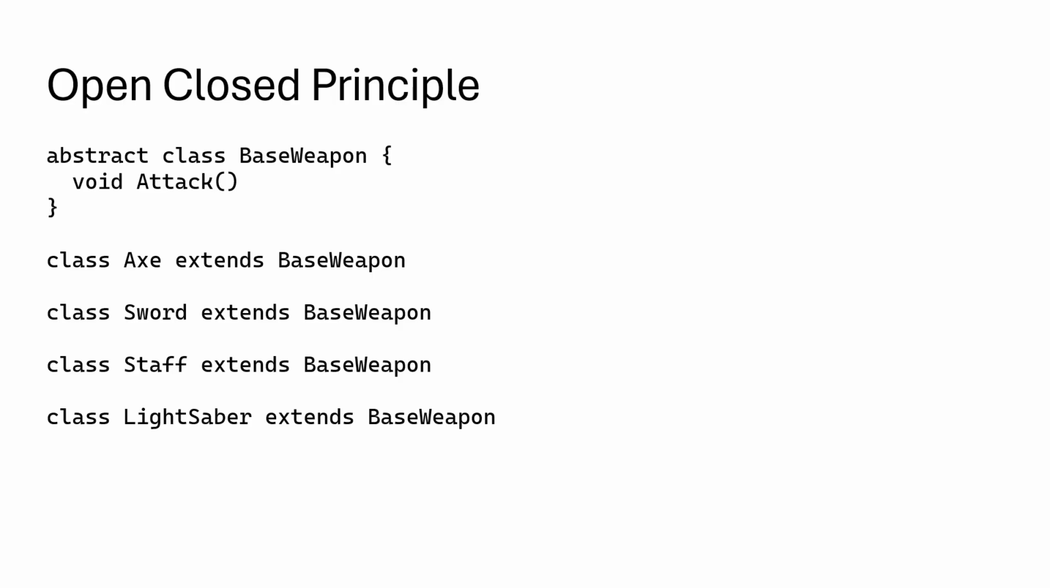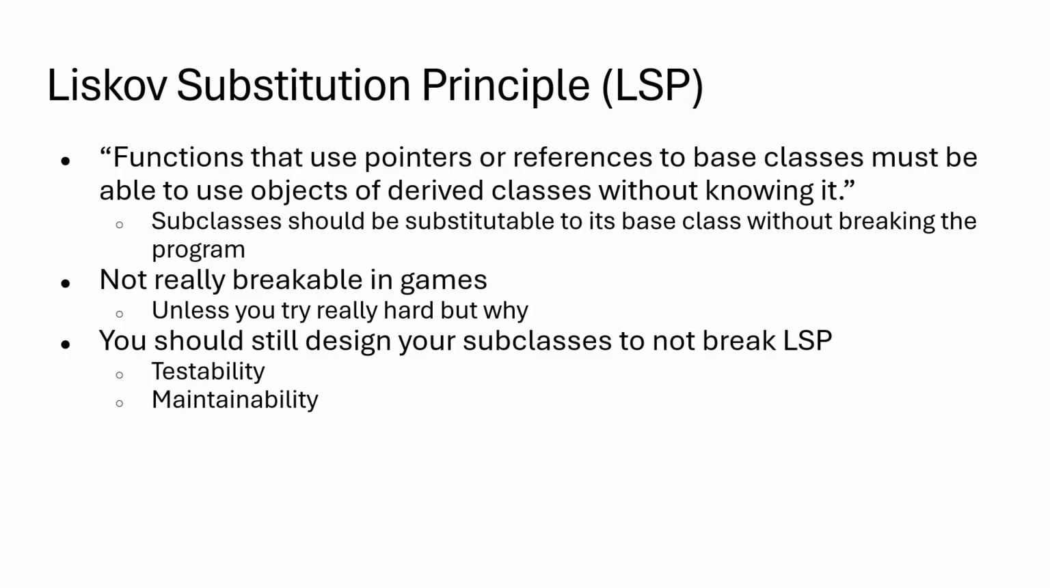Good. So now we move on to the Liskov substitution principle. It says functions that use pointers or references to base classes must be able to use objects of derived classes without knowing it. Basically, what this means is that you should be able to substitute subclasses into the type declarations of your base class without breaking the program.